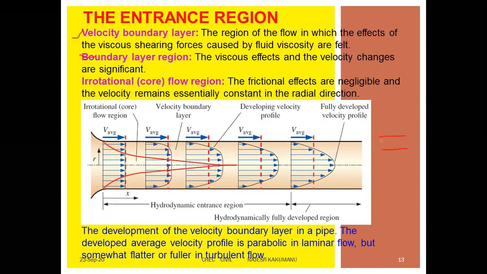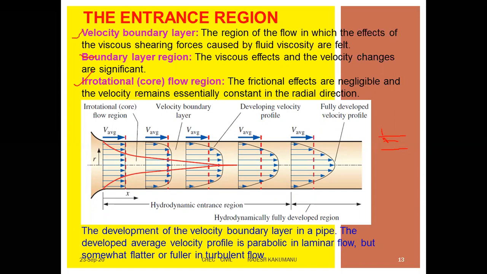So this is a boundary layer. The boundary layer of the pipe, inside it there is water, and this water surface layer is also the same at this position. This is the boundary layer region where the viscous effects and the velocity changes are significant. Next, the third one is the core flow region, the irrotational flow region. The frictional effects are negligible and the velocity remains essentially constant in the radial direction.